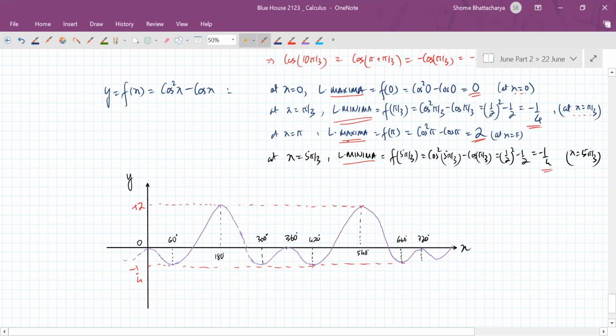So you can also see that this function has a domain that belongs to all real numbers. And from this, you can also understand that its range is between -1/4 and 2. Though this was not asked in the question, but what was asked, that part is completed over here. Local maximas and minimas.